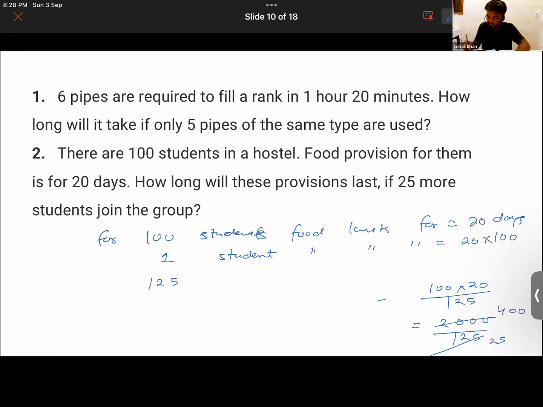So you get 416. That is the required answer. Getting it? So sir, food will last for 16 days, not 25 days. Hope that is clear.